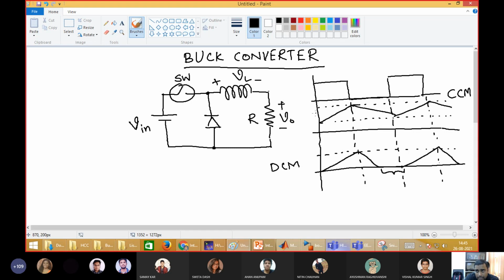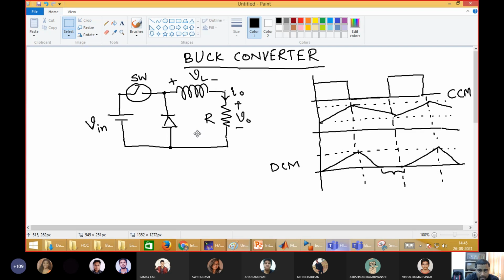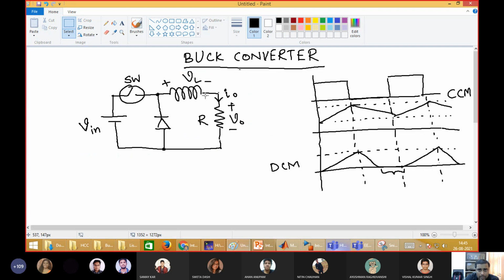Now, since the inductor current still has some ripple, the inductor current is the same as the load current. If there is a ripple in the inductor current, there will be ripple in the load current as well. Load current means this current, I0. So the output voltage also will carry ripple. In order to remove this, we need to put a capacitor here. Its size depends upon the circuit.